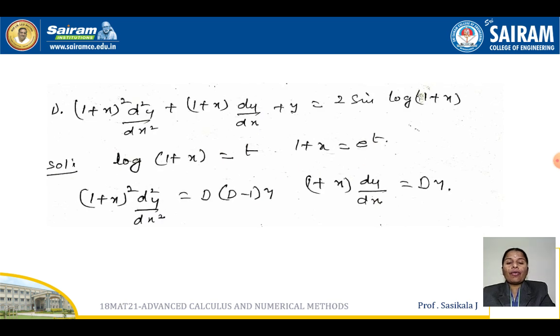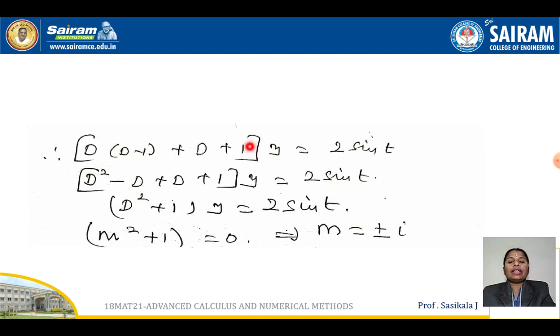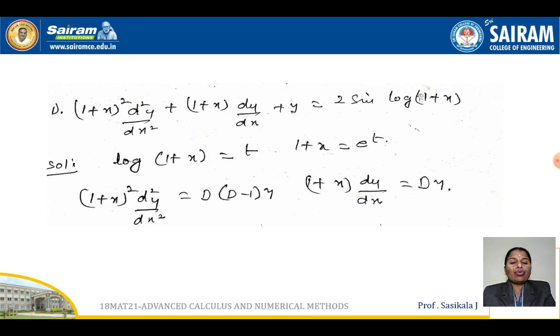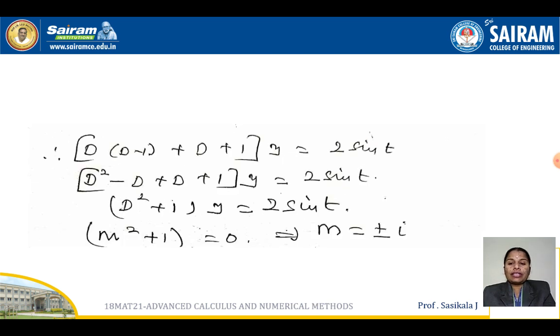Then next term I have only y, so I have written only 1 into y. It is equal to, right side what I have? 2 sine of log of 1 plus x, to be written as t. So I can write 2 sine t. Now you can simplify this equation. D you can take inside. It will become d square minus d plus 1 into y, and the right side remains the same. Here d will get cancelled. You will get d square plus 1 into y, which is equal to 2 sine t.